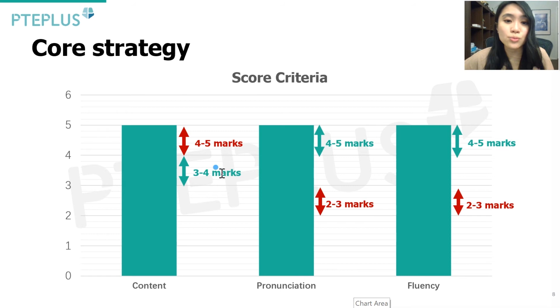Okay, so with version 1, yes, the content score will be lower because we are keeping it simple. But in the process of keeping our content simple, we are still achieving a 3 to 4 marks in content, which is still a pretty good score. And at the same time, when maintaining simple content, we can put more focus on these two criteria, which is number 1, ensuring that we're achieving high and good pronunciation with the content that we are saying.